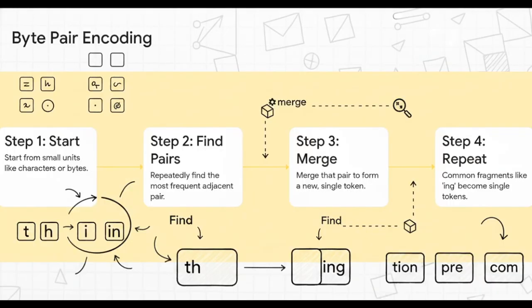Now, the most common way to do this uses an algorithm called byte pair encoding, or BPE for short. If you look at the slide, you can see how it works. It starts with just single characters, finds the most common pairs, like T and H, and then merges them. It just keeps doing this over and over, so common word fragments like ing or tation become their own super efficient tokens. It's a really clever way for the AI to build its own vocabulary from scratch.